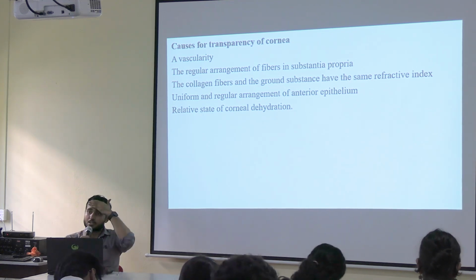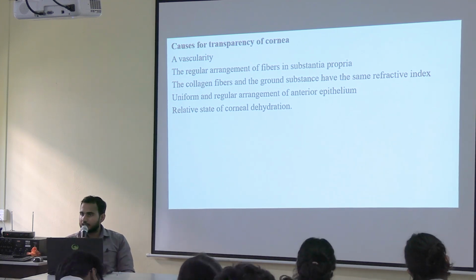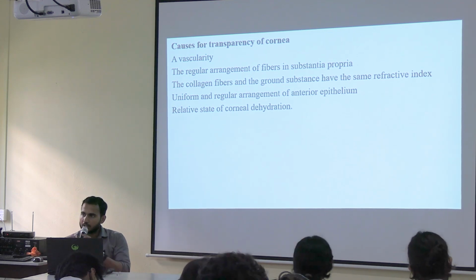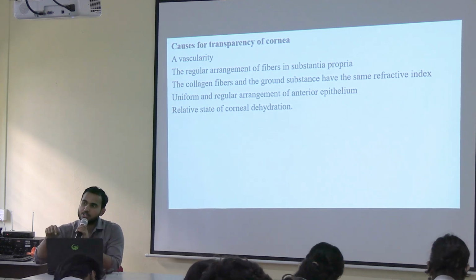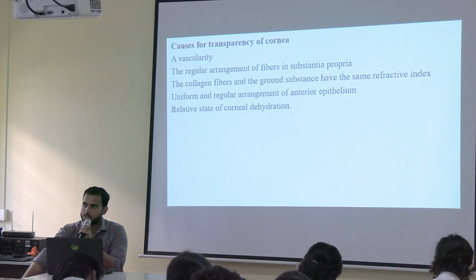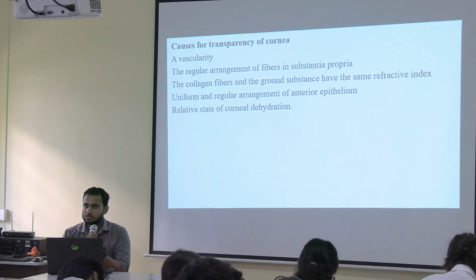If cornea is not transparent, light will not enter the eyeball. If light is not entering the eyeball, you cannot see any object. ठीक है? कोई भी object को देखने के लिए light should go inside the eyeball. Then only you can see the object. अगर लाइट अंदर नहीं जा रहा है, you cannot see any object.